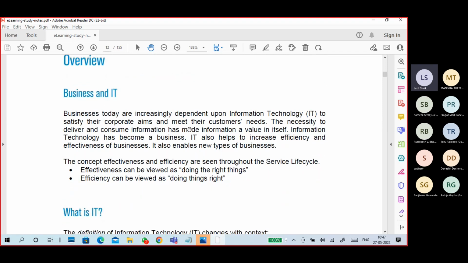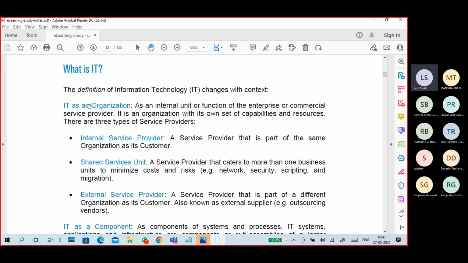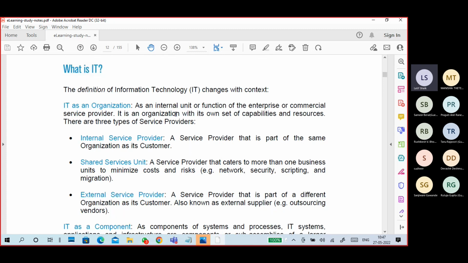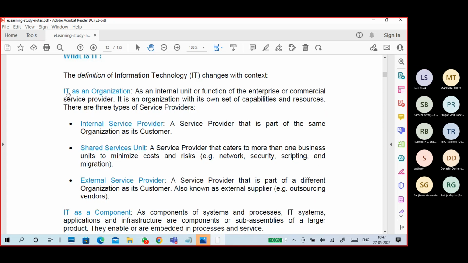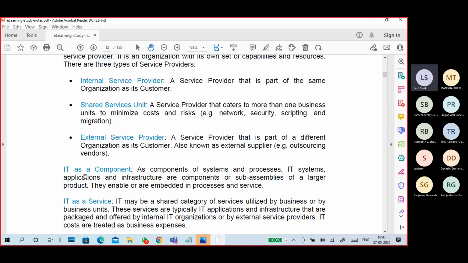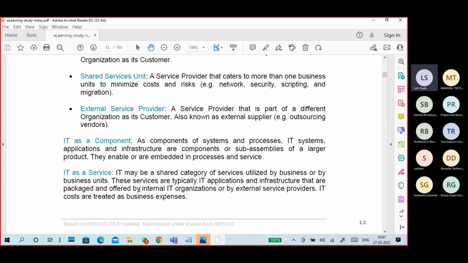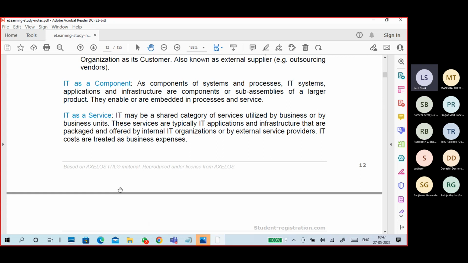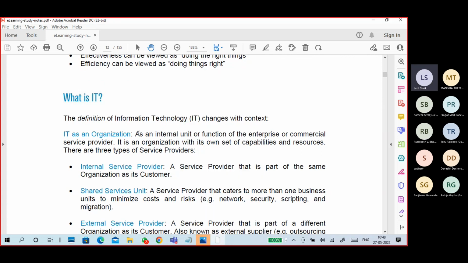So, business and IT. What is IT? IT is an organization: an internal service provider, shared service unit, or external service provider. So you can understand what an IT organization is. This is the definition of information technology in context: IT as an organization, IT as a component, IT as a service, IT as an asset.